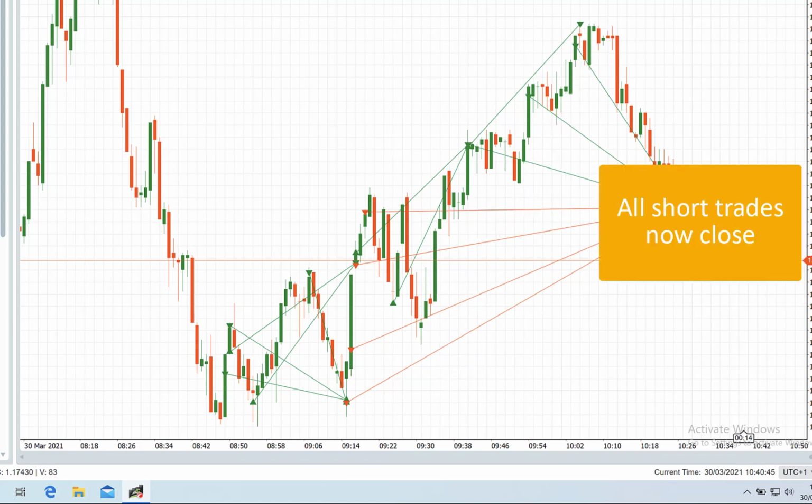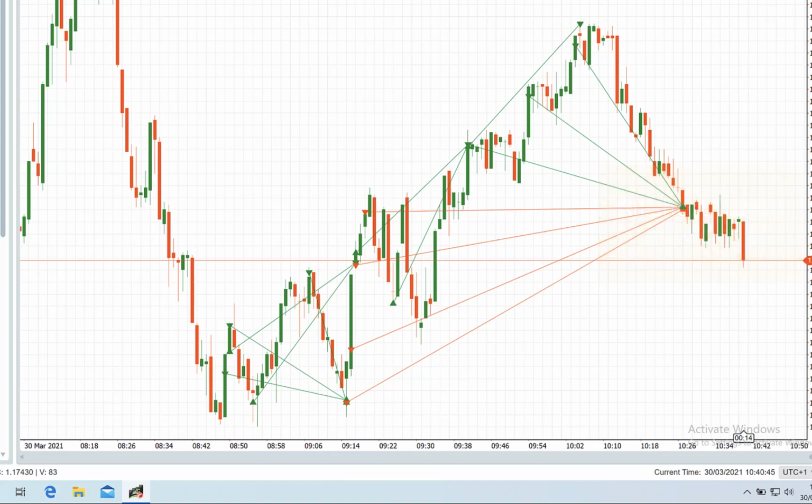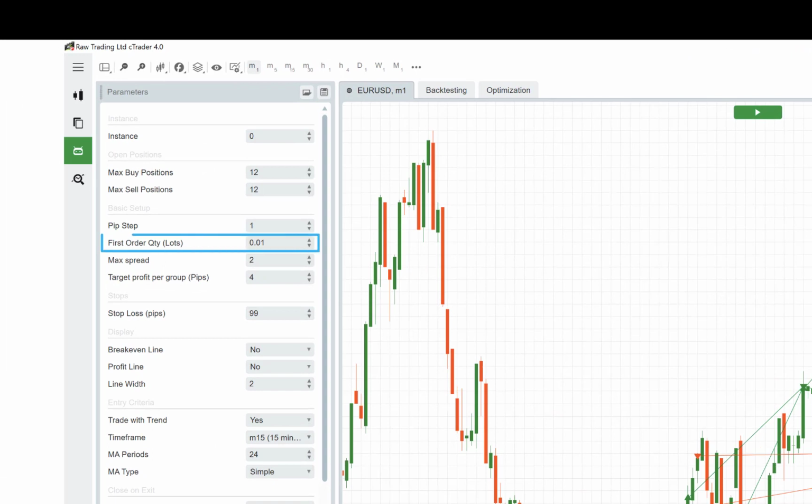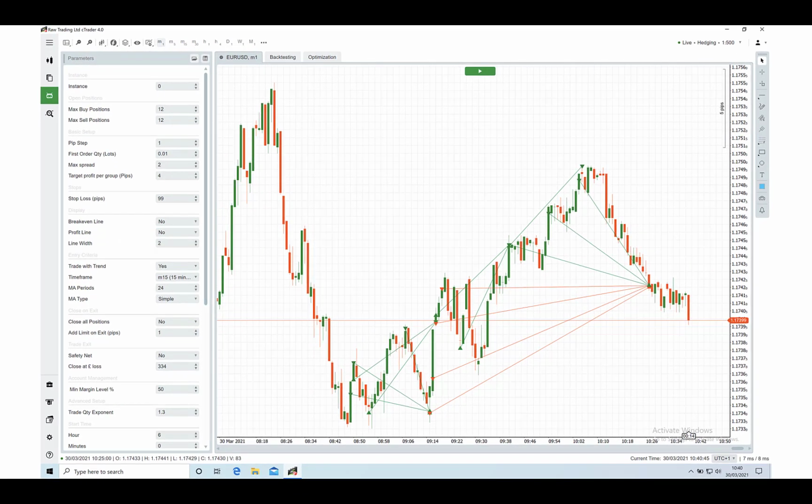The first order quantity is the starting point for all of our trades. And the first trade in each group will always be this particular value. As you can see on our parameters here, this is set to 0.01. And then as subsequent trades are taken, this quantity will increase on each of those trades. So as the number of trades increases, so does the trade quantity. And we'll have a look at how this is calculated.